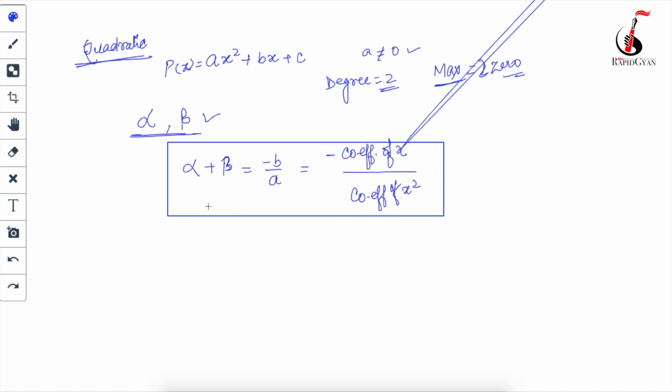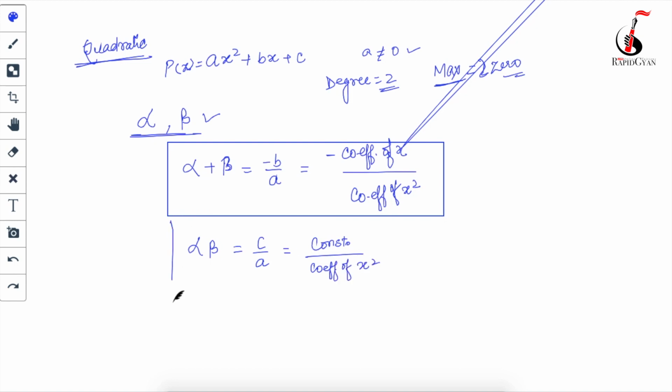Also, there is one more relationship: the product of the zeros of the polynomial, that is alpha into beta, is equal to c upon a. What is your c? C is your constant term. So constant term divided by coefficient of x square.